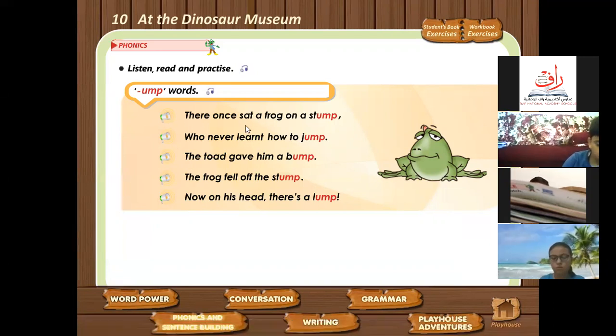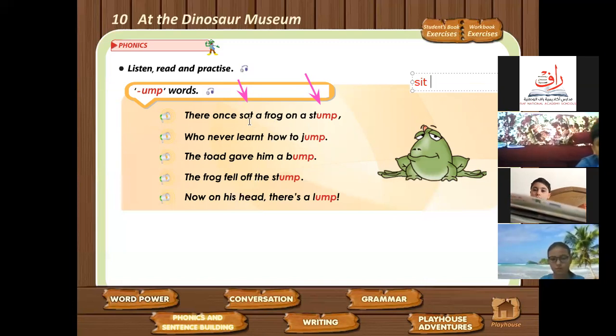There once sat a frog on a stump. Stump. What is a stump? Stump means the trunk of a tree. If you want to write the meaning in Arabic, it's okay. It's better for you. There once sat, sat means he sat, in the past. There once sat a frog on a stump. Look, miss, the final here, stump, we have UMP words. Let's make a circle for stump again.